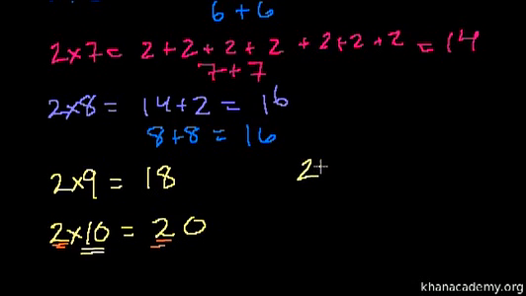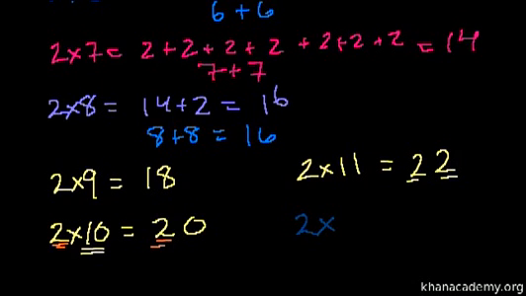Let's do 2 times 11. 2 times 11 is going to be 2 more than this right here. It's going to be 22. Another interesting pattern. I have the number repeated twice, a 2 and a 2. Interesting. Something to watch out for as we look at other multiplication tables.